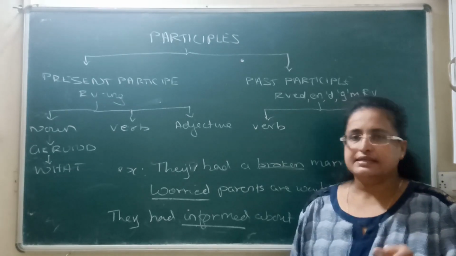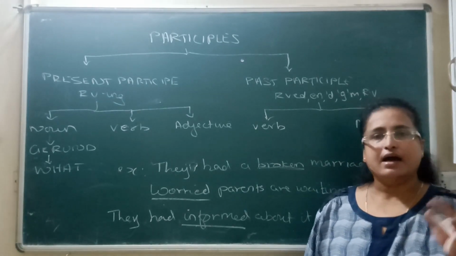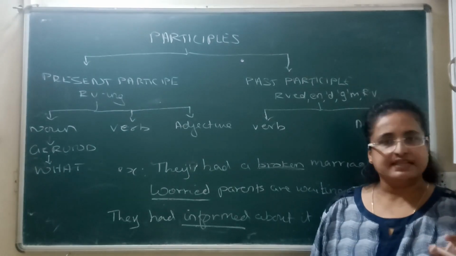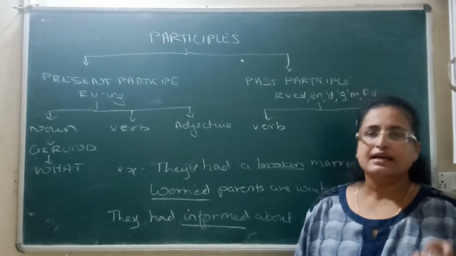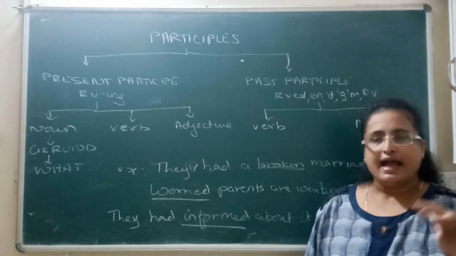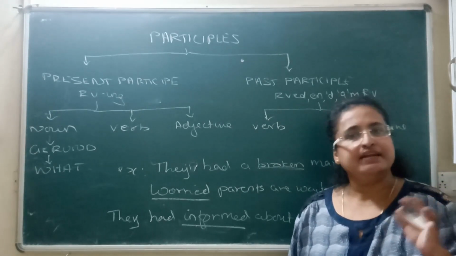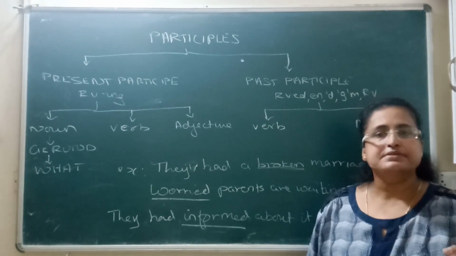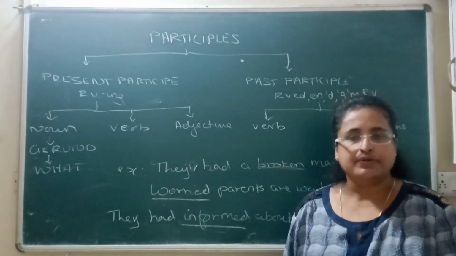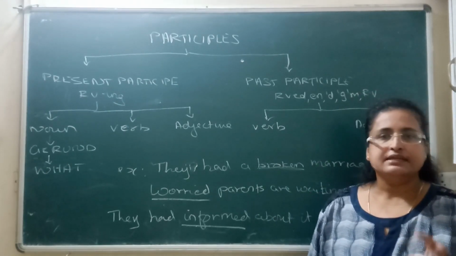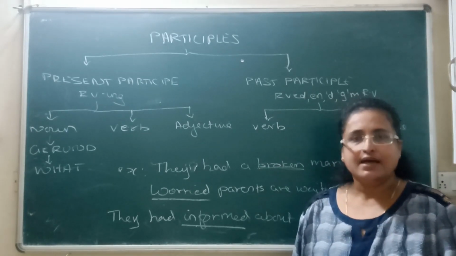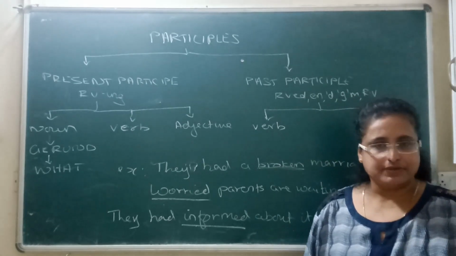Past participle, it can function as a verb participle. How? In perfect forms of tenses: present perfect, past perfect and future perfect. And the other one is, it takes the function of an adjective. It describes a noun or a pronoun. So that way you will be able to understand the functions of participle. I hope you all have understood this grammar topic.